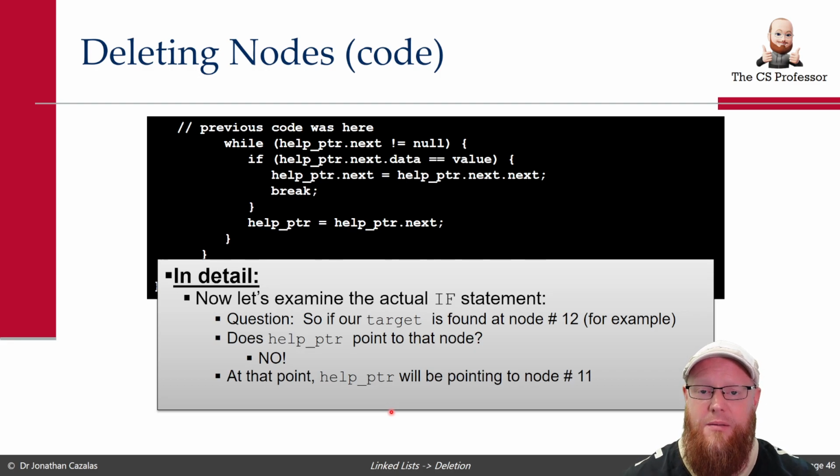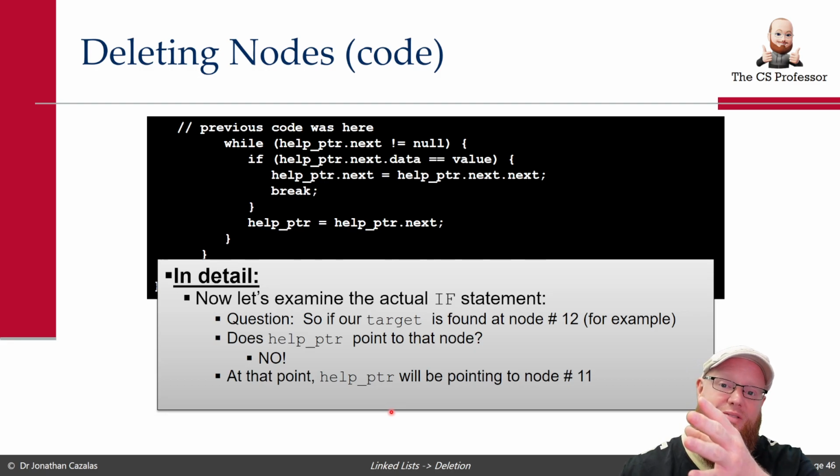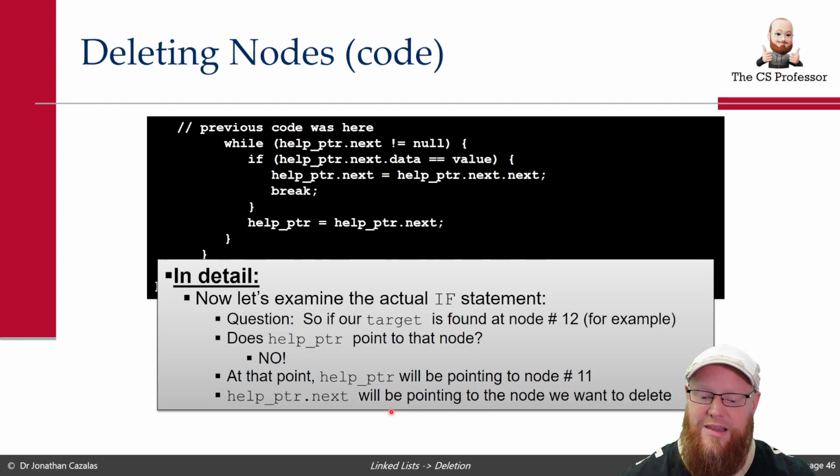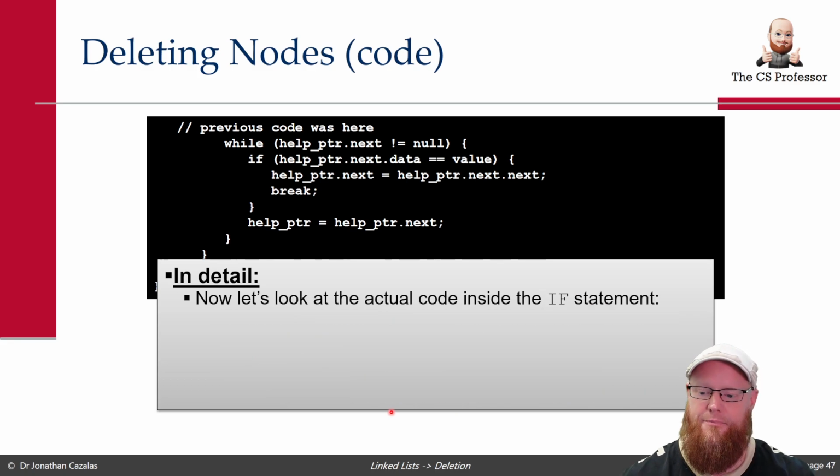At that point in time, help pointer is pointing to node 11. Help pointer is pointing to the predecessor. If you find the value that you want to delete at node 12, you did that via the help pointer, which is pointing to node 11, and then we checked its next.data, and we arrived at node 12, and we found it there. But the help pointer would have been pointing to node 11 at that moment in time.